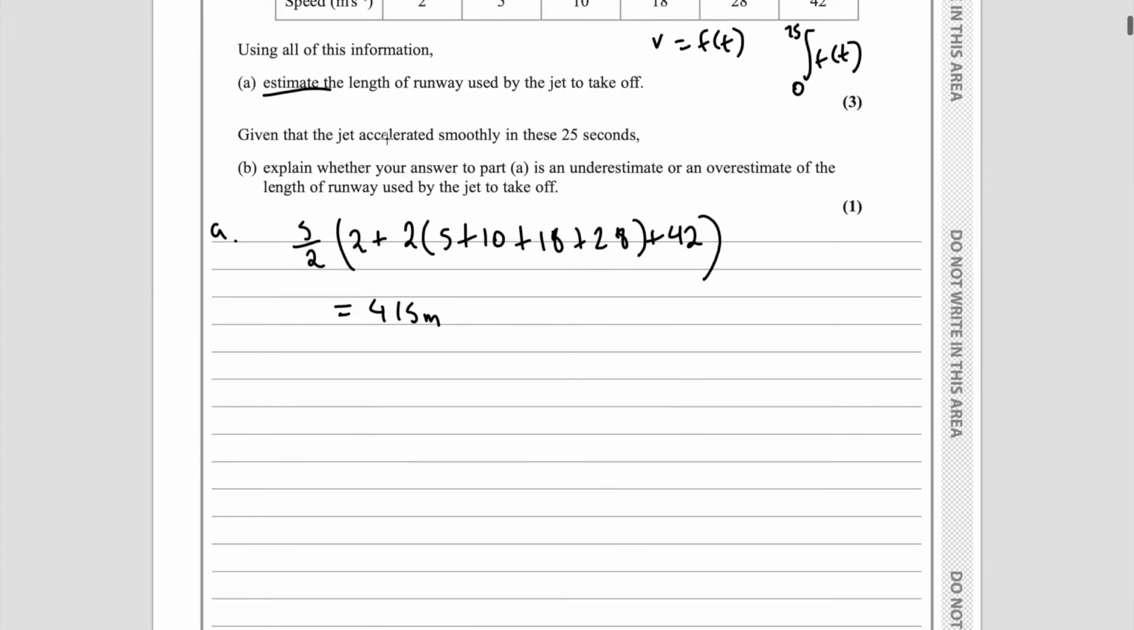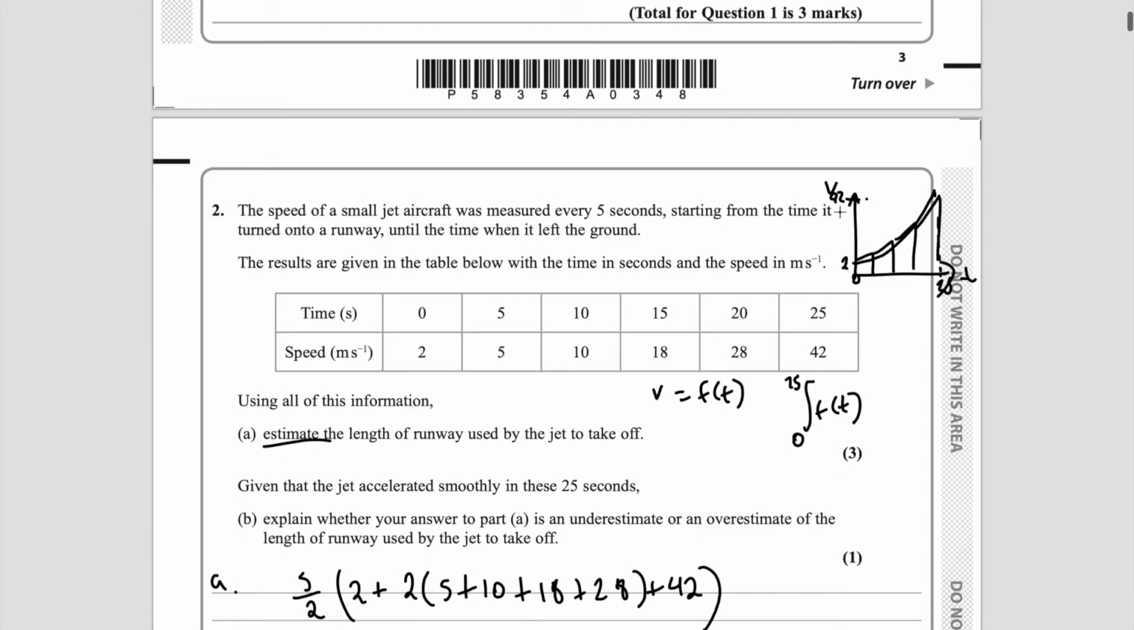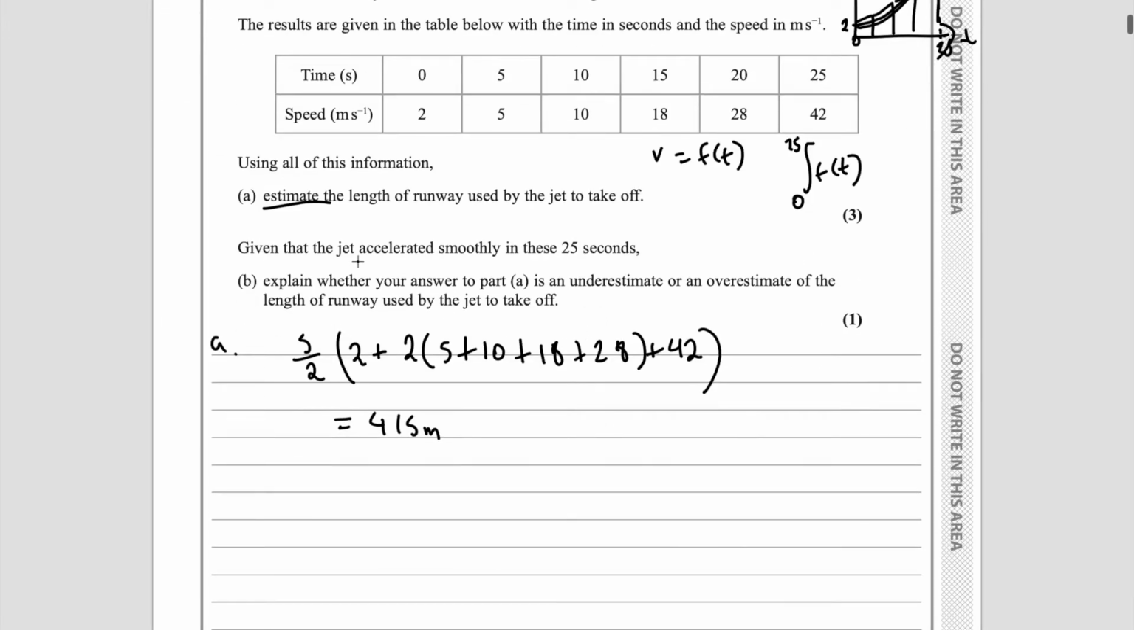And given that the jet accelerated smoothly in these 25 seconds, in other words, the jet accelerating in a similar fashion to the way in which I've drawn the velocity-time graph, explain whether your answer to part A is an overestimate of the length of the runway used by the jet to take off.